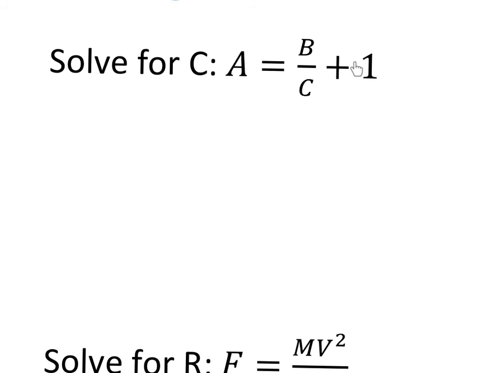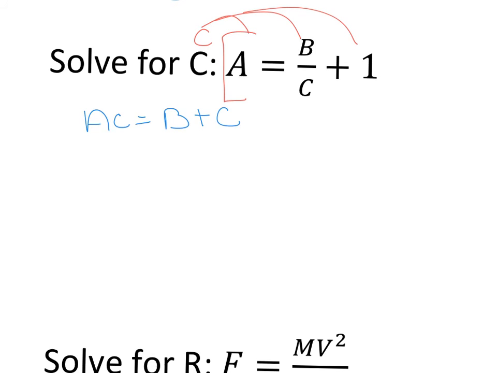So there are 4 steps here, the first of which is to clear the fractions. So looking at the denominator, there's only one denominator here, C. So we just need to multiply everything through by C. Multiply everything by C, and that's just distribute there. That will give us AC equals, when you multiply this term times C, the C's cancel. So it'll be B plus, and C times 1 is C. All right, so that's clearing the fractions.